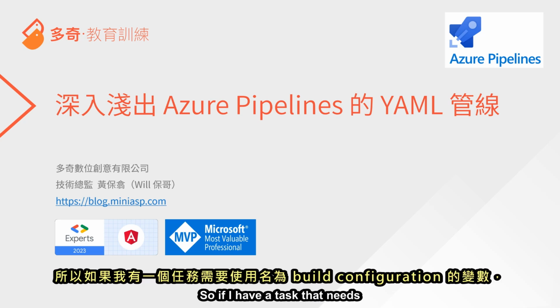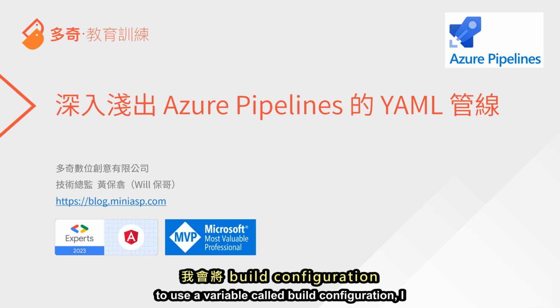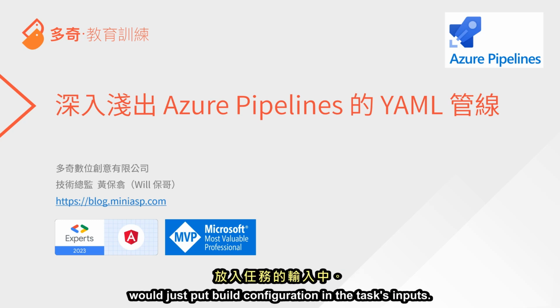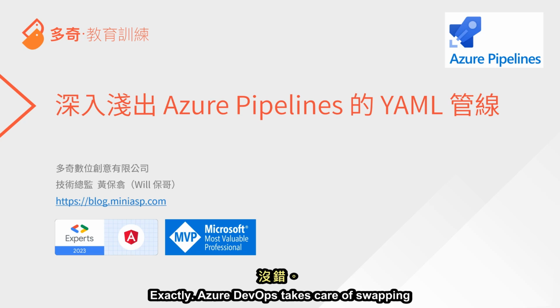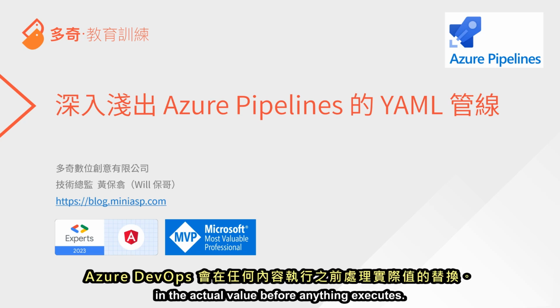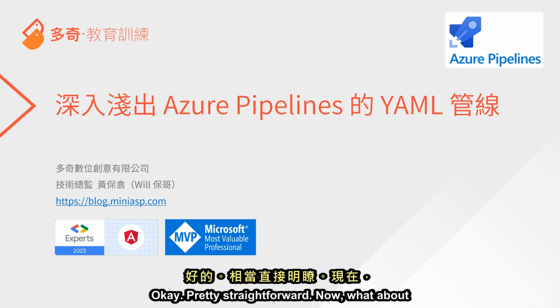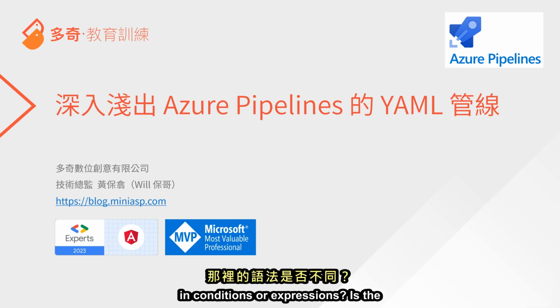So if I have a task that needs to use a variable called build configuration, I would just put build configuration in the task's inputs. Exactly. Azure DevOps takes care of swapping in the actual value before anything executes. Okay, pretty straightforward. Now, what about when you need to use variables in conditions or expressions? Is the syntax different there?